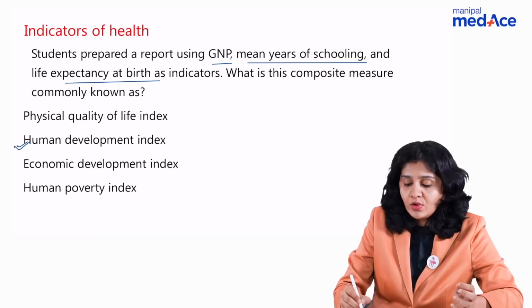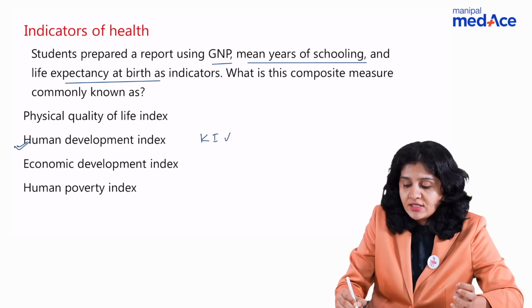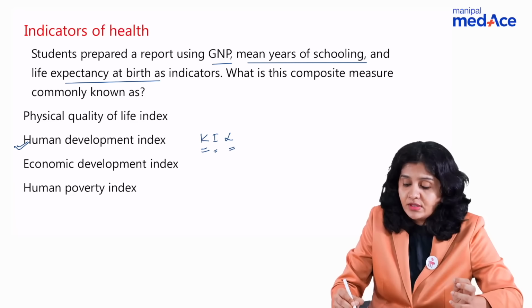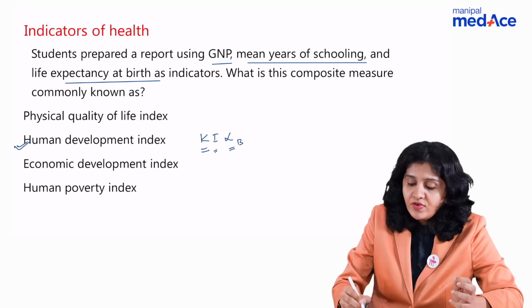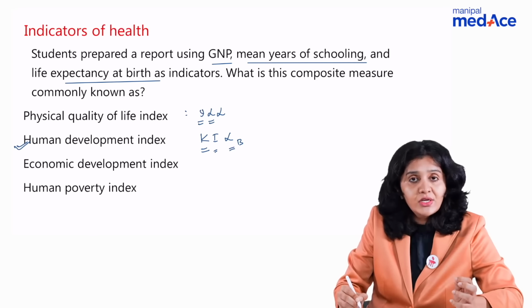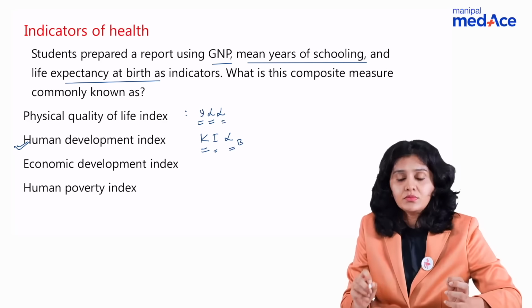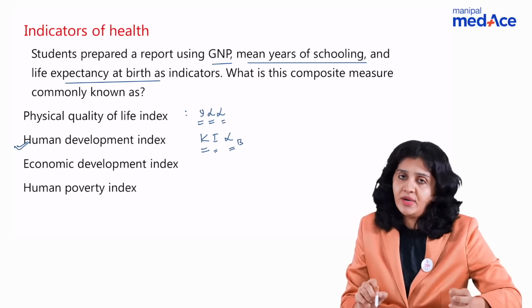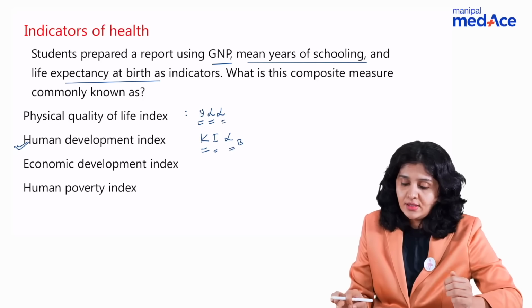What is the mnemonic to remember HDI? KILL, right? This we have discussed. Knowledge, that is mean years of schooling, Income, GNP, and L is life expectancy at birth. So KILL. For physical quality of life index, what is the mnemonic? ILL, right? Infant mortality, life expectancy at the age of 1, and literacy. So this you could easily rule out. The correct option is human development index, and I hope you mark this.